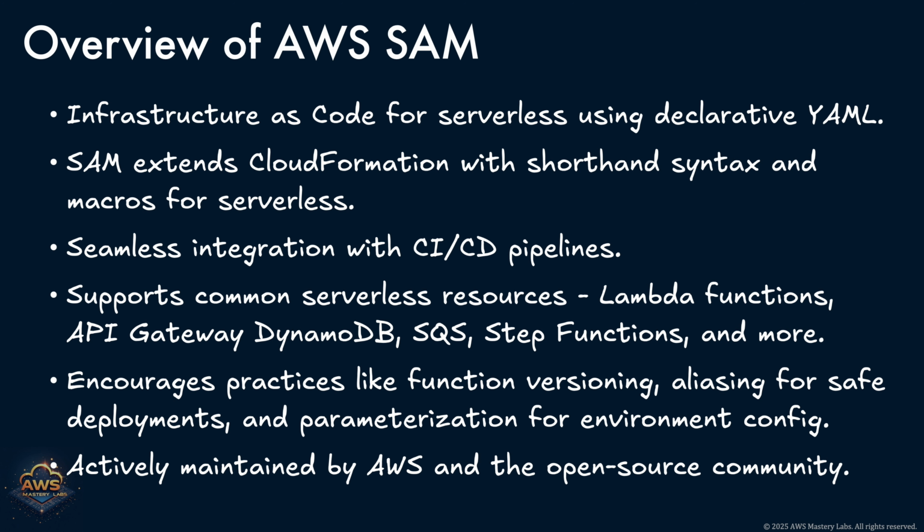Whether you're using AWS CodePipeline, GitHub Actions, or Jenkins, SAM fits right into your toolchain. It also encourages best practices by supporting versioning, aliasing, and staged deployments. And when it comes to security, SAM can automatically generate IAM roles and fine-grained permissions, while still giving you full control when needed. Finally, SAM is open source and extensible, backed by AWS and a vibrant community of contributors.